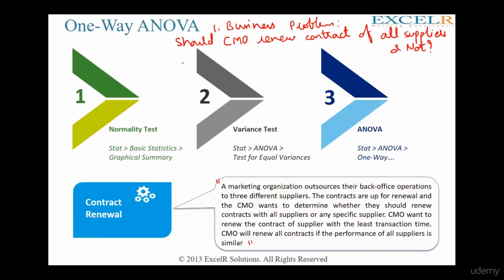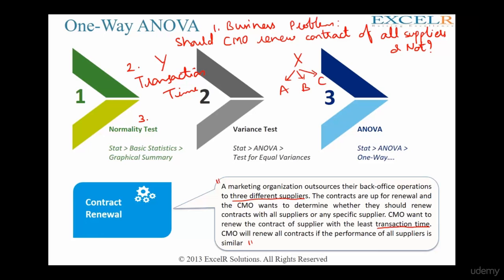Now we need to get into data and identify what is Y and what is X. Not from a business perspective, but now you need to get into data. If you get into data, you'll understand that transaction time is what you need to measure and compare for the 3 different suppliers. So you have supplier A, supplier B and supplier C.